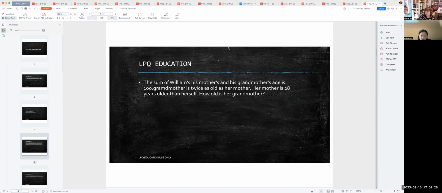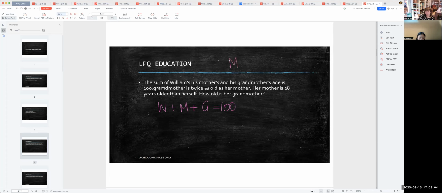But if you use the algebra way, it's very simple. Okay, it says the sum of William, his mother, and his grandmother's ages is 100. W plus M plus G equals 100. Okay, so grandmother's age is twice her mother's.